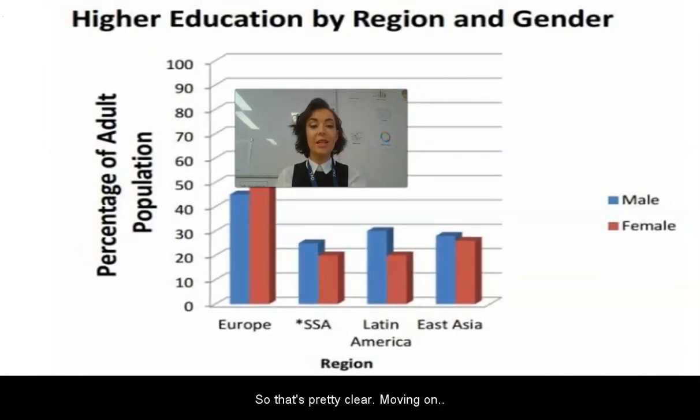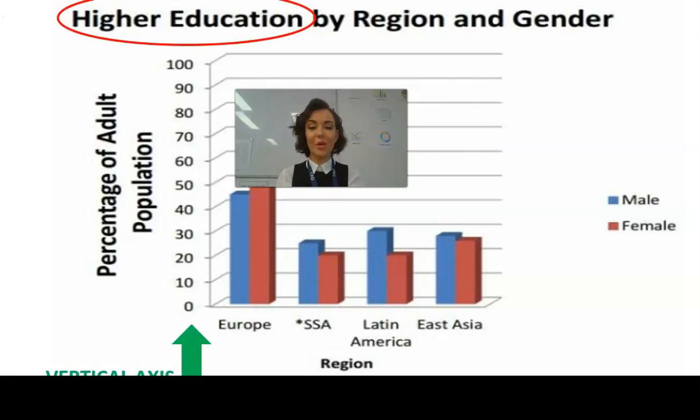Okay, so that's pretty clear. Moving on. Okay, similar, it has a vertical axis.